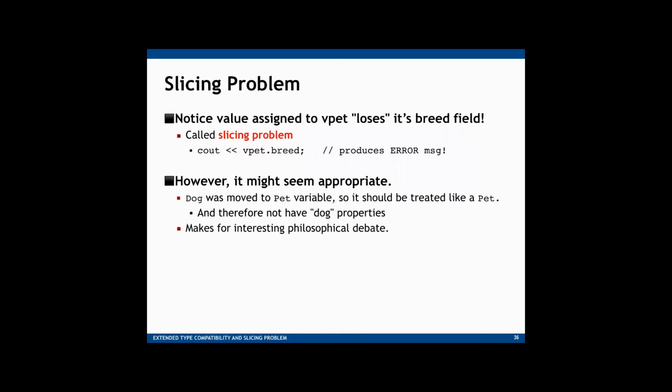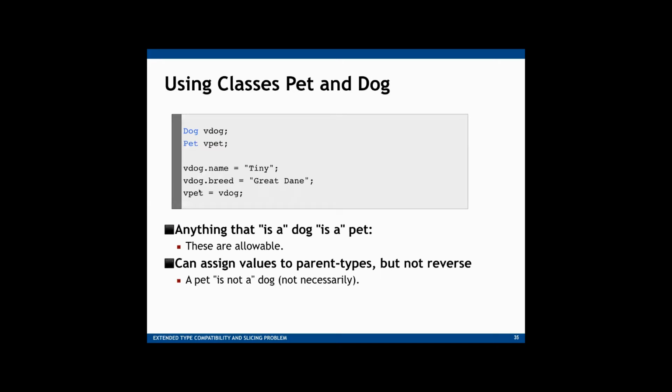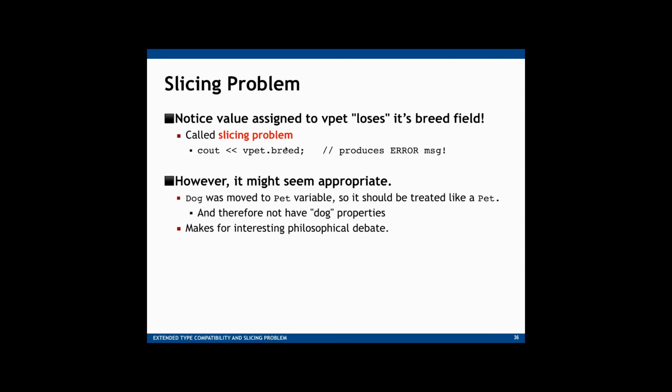And because we are assigning a Dog object to the Pet type variable, like this one, and because the Pet class does not have a breed member variable, the breed value stored in the Dog object will be lost. We call this the slicing problem, because assigning a derived class object to a base class object slices off data. That is the reason why we call this the slicing problem. So even though vpet stores the object of Dog type, and even though the Dog class has a breed member variable, because the Pet class does not have a breed member variable, this breed data is lost after this assignment. So you cannot directly access the breed using this Pet class type variable.